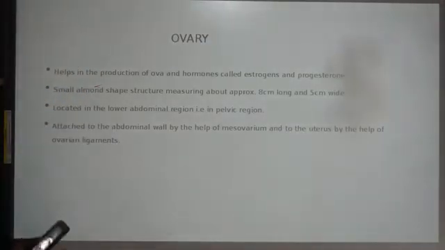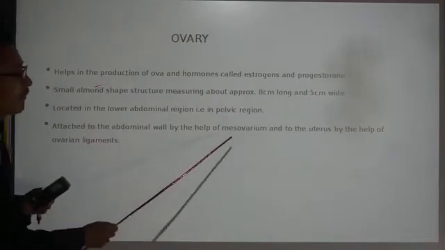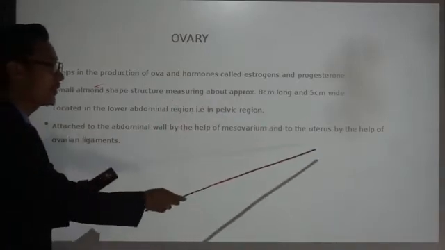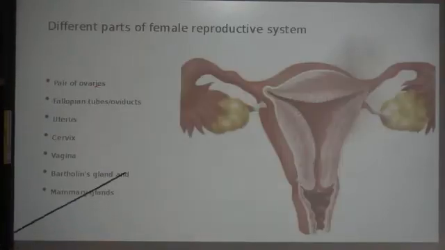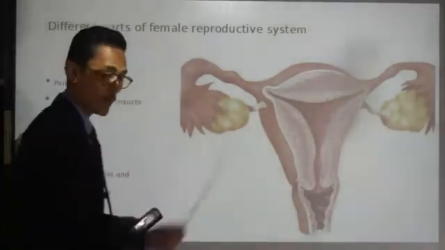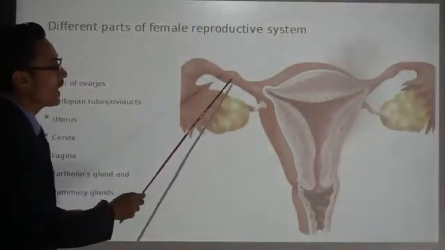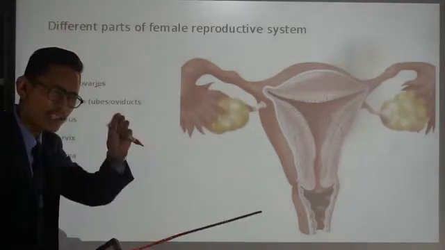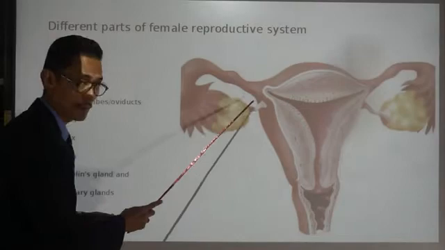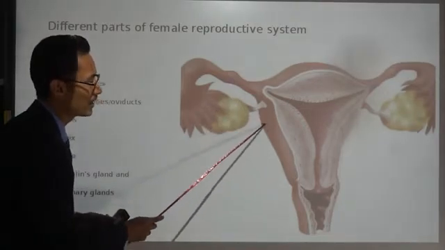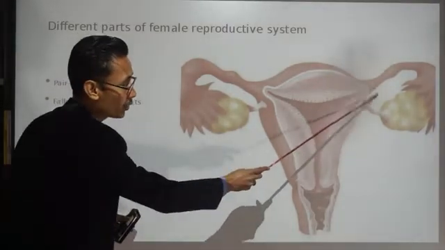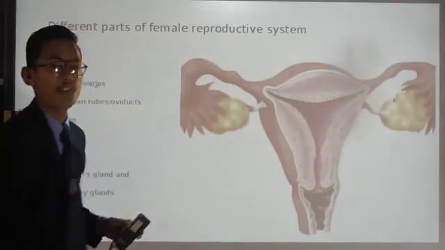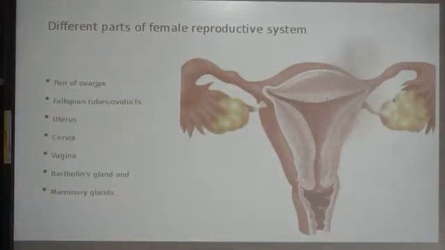Okay, last one. Look over here. The ovary is attached to the abdominal wall by the help of a transparent mesentery, and to the uterus by the help of the ovarian ligament. So let's come back to the diagram. This is the pair of ovaries. The ovary is attached to the abdominal wall by the transparent mesentery and to the wall of the uterus by the ovarian ligament. This is the ovarian ligament, and over here you will find the mesentery. Clear? So let's go to the next part.